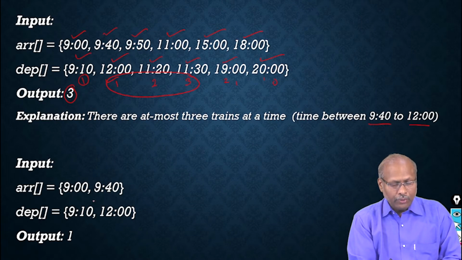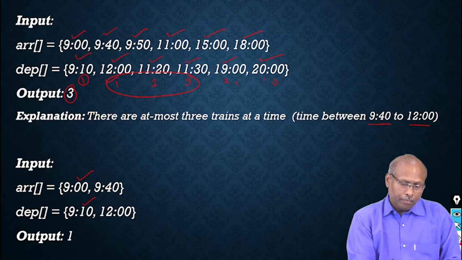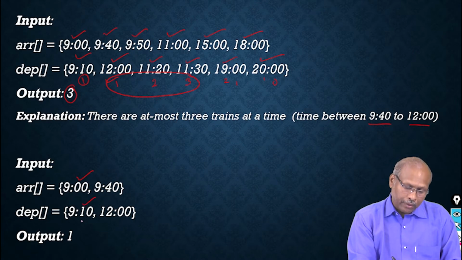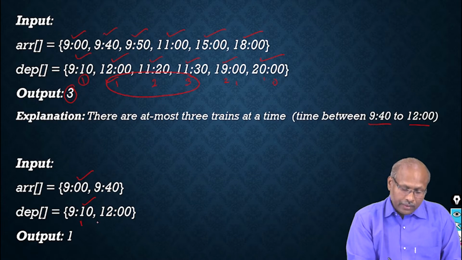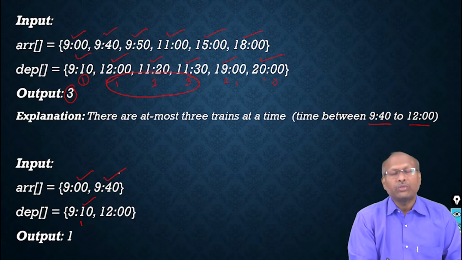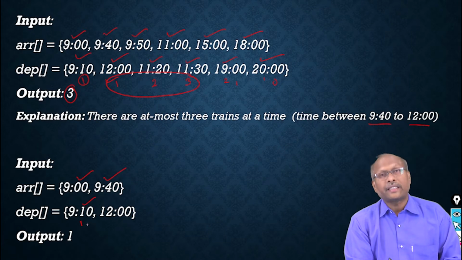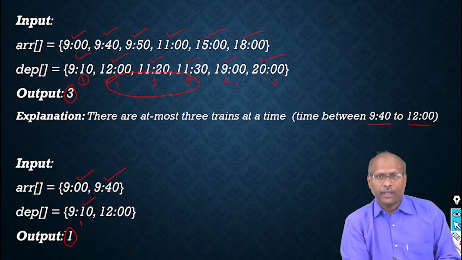Similarly here, if you observe, 9 o'clock coming one and 9:10 is leaving. So by 9:10, this platform is vacant now. So that means one platform required. When this train is leaving, now one platform is vacant. So again, when the 9:40 train comes, that train can be accommodated in the same platform itself. So that means here only one platform required.